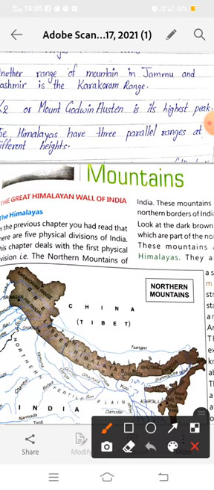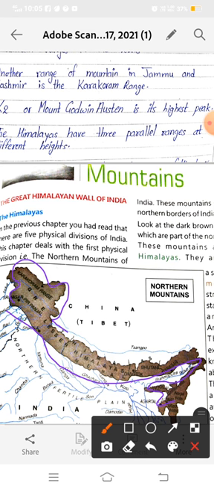This is the Northern Mountains of India. All the brown colors are showing you the Northern Mountains physical division of India. It means the mountainous physical division of India. It is in the north side. That is why it is known as the Northern Mountain region. Okay, and which mountain is there?